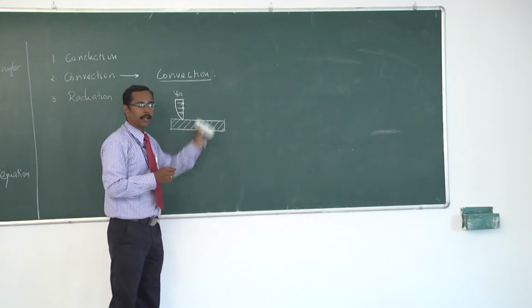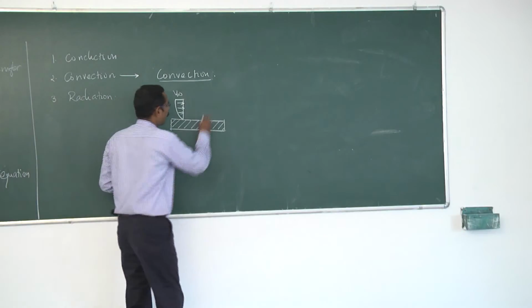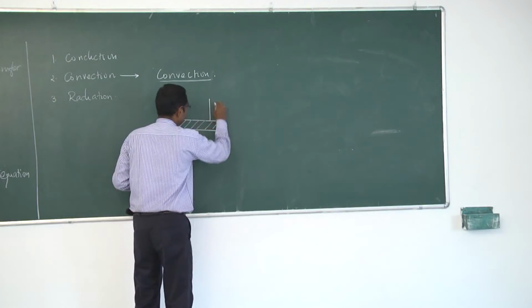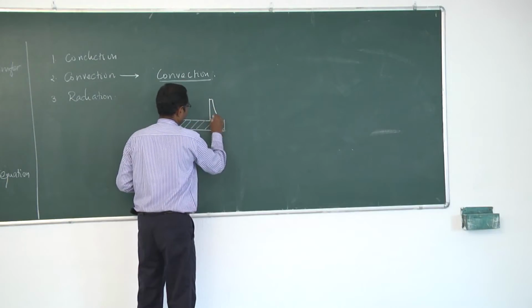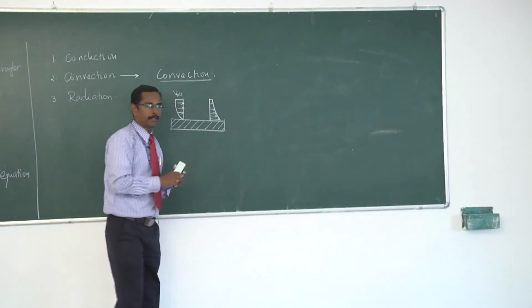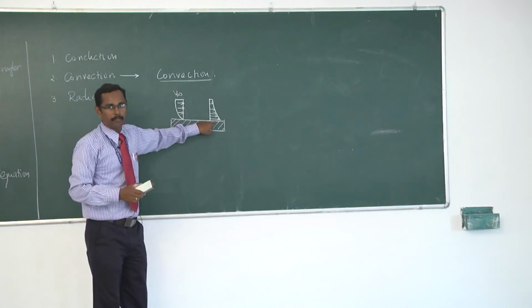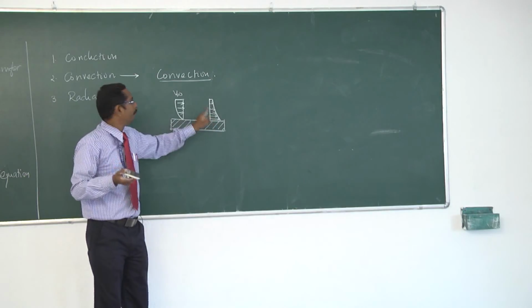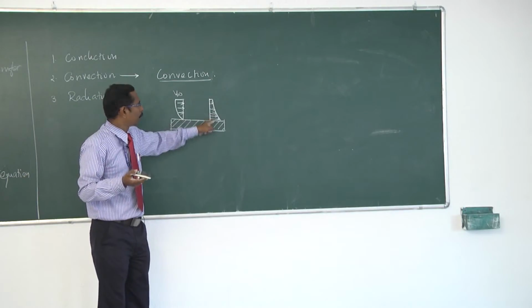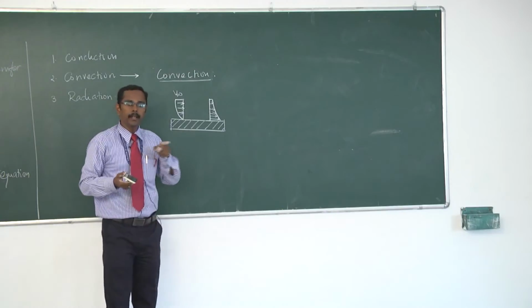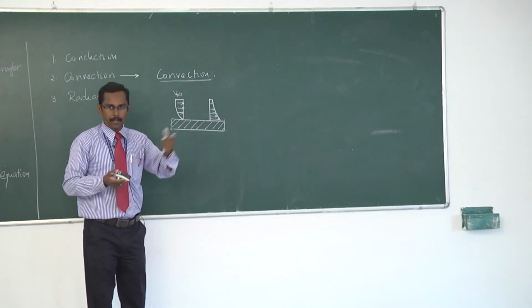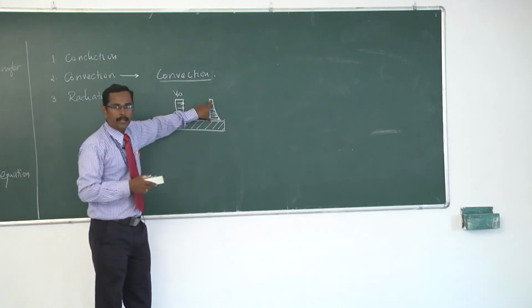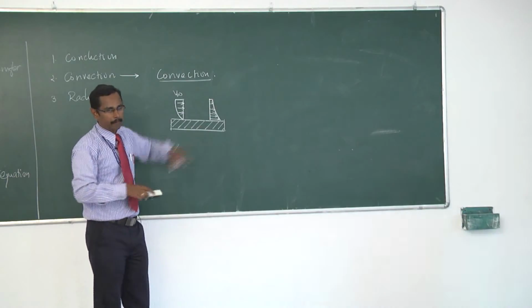Now when we see the temperature distribution along the plate, the temperature at the surface will be very high. Going toward the top, the temperature gradually decreases to reach the minimum temperature, called the free stream temperature. The thickness of this layer is called the thermal boundary layer.